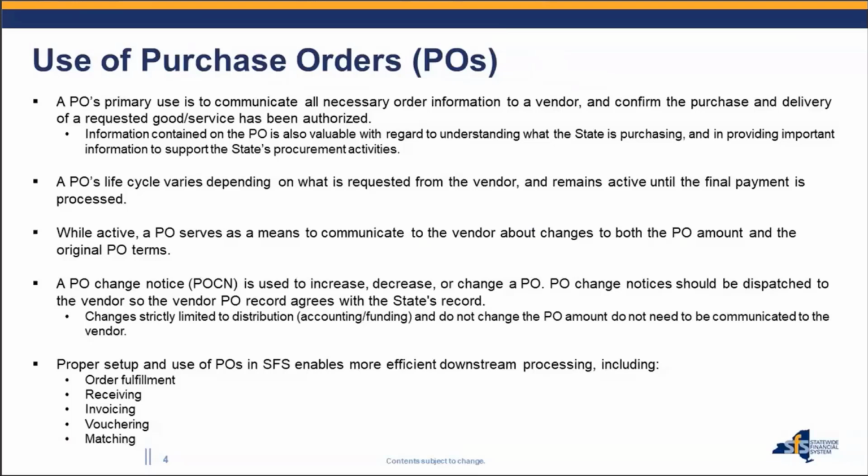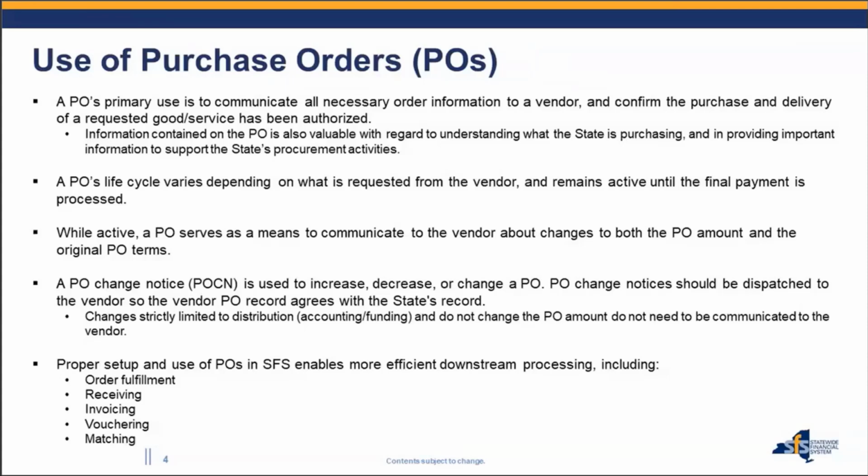In addition to being a method of communication with your vendors, the information that's entered on the PO also provides helpful input towards understanding what the state is purchasing. Having detailed PO line descriptions and using the appropriate category code on your POs are examples of how the information on POs provides your agency and the state of New York with better insight on what's being purchased. We'll talk more about the importance of detailed PO line descriptions and category codes later in the session.